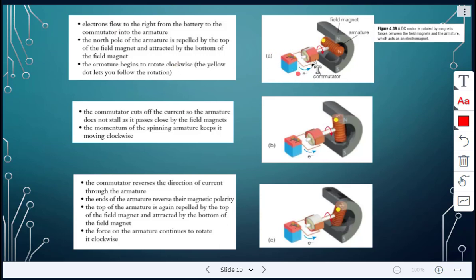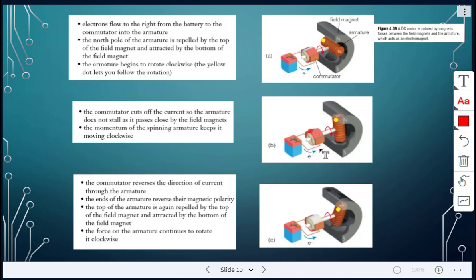So here we can see electrons flowing from the battery to the commutator. Here's the commutator, and then into the armature. There's the armature. So the north pole right here of the armature is repelled by the top of the field magnet, and it's attracted by the bottom, right? Because that's the south. And so therefore the armature will begin to rotate clockwise. Okay, if you follow this yellow dot, it shows you the rotation.